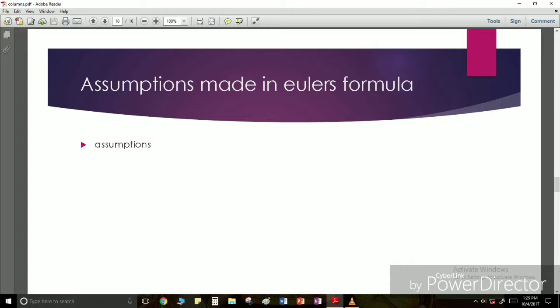Coming to assumptions made in Euler's formula, in this topic we will discuss the assumptions made by Euler for deriving his formula. We have to follow certain assumptions. These assumptions are very important for university examinations and for the GATE examination. They will be asked in 1 mark questions, and maybe also in the engineering services examination as a theory question.